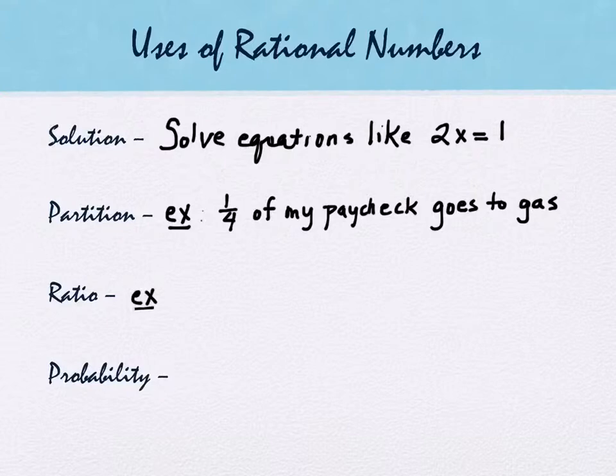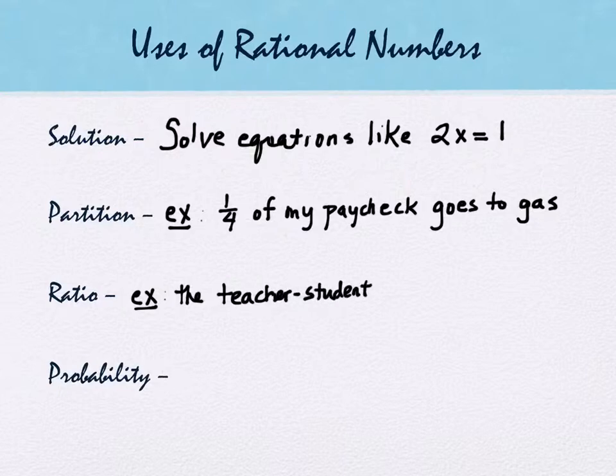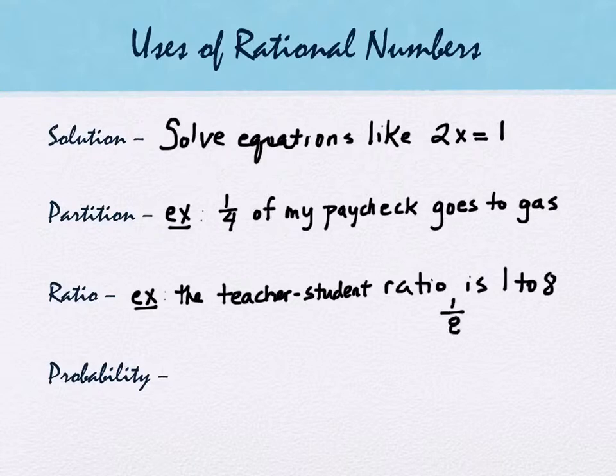Another one is ratio. So an example of ratio might look something like this. The teacher to student ratio is 1 to 8. It can also be written like this, 1 over 8, like that. Or it can be written like this, 1:8. I'll define all that later, but those are 3 ways that we could write when we're really talking about it being a ratio.